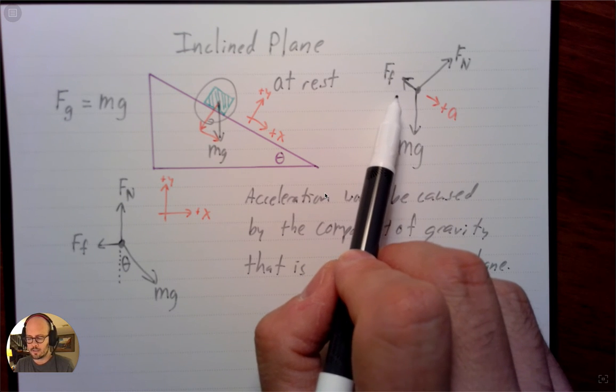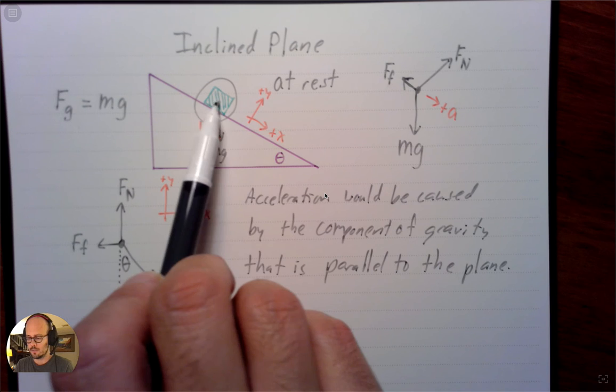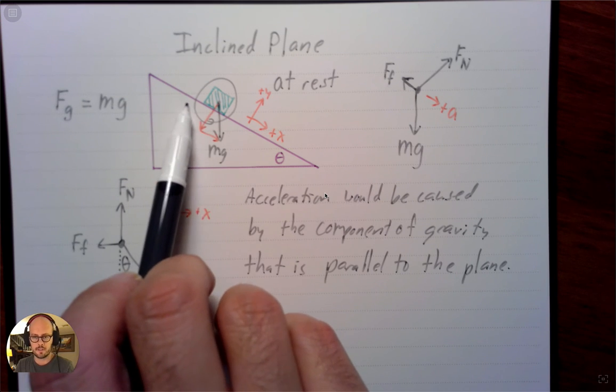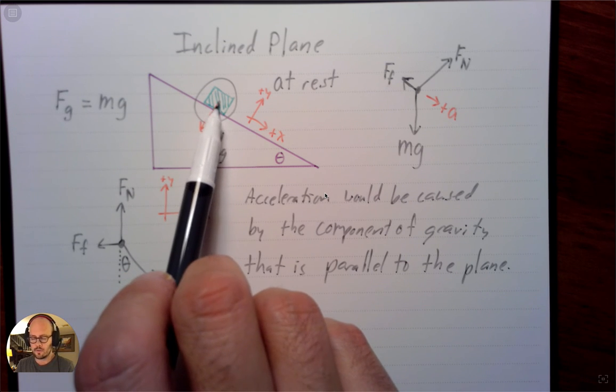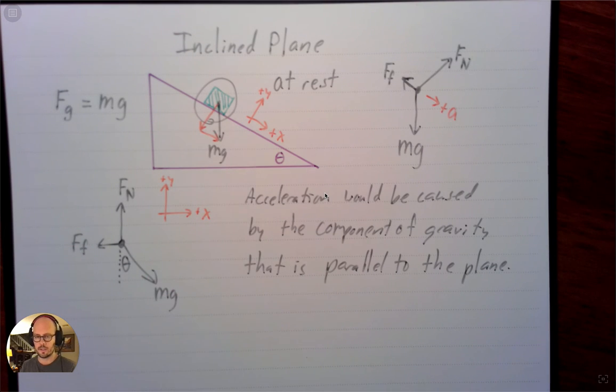Friction can't accelerate in this situation because its natural tendency would be to resist sliding down. It's only the fact that the gravity force has a component that goes parallel to the plane that would cause that acceleration.